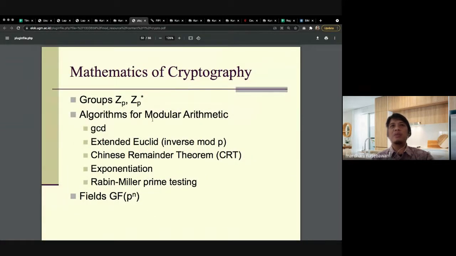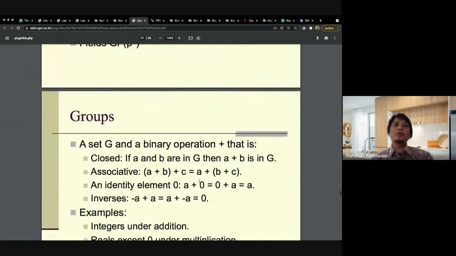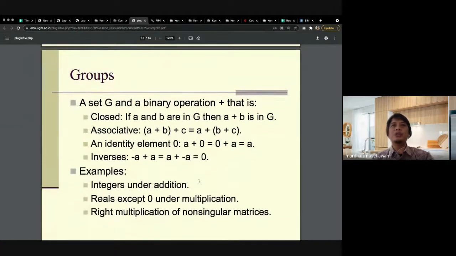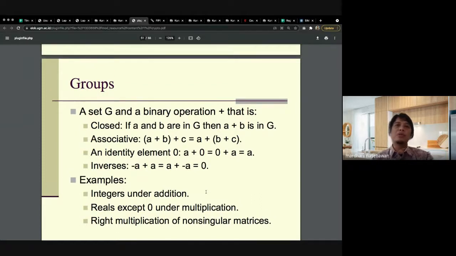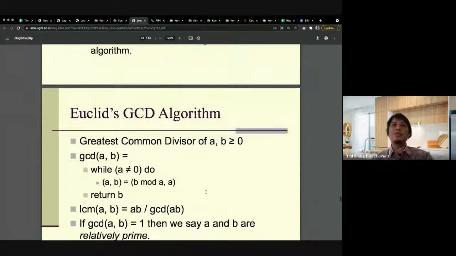This is the algorithm for modular arithmetic, using GCD and extended Euclid, CRT, the Chinese remainder theorem, exponentiation, and also Rabin-Miller prime testing. So it's also part of the mathematics of cryptography. This is like the operation of groups. We can see the integers under addition, the real numbers except zero under multiplication, and the multiplication of non-singular matrices. So that will be very important. This is the modular group. I think you can learn it by yourself.